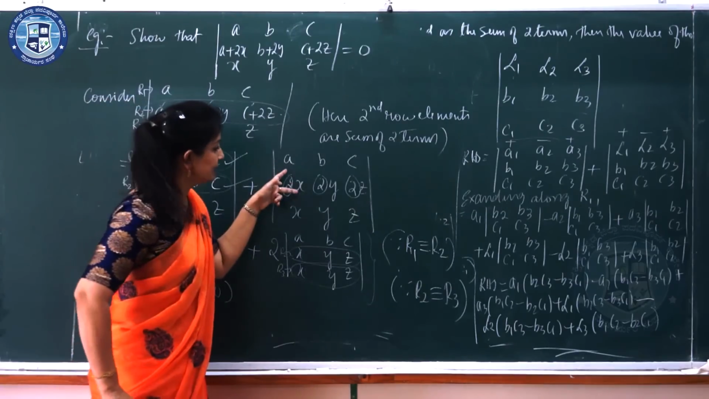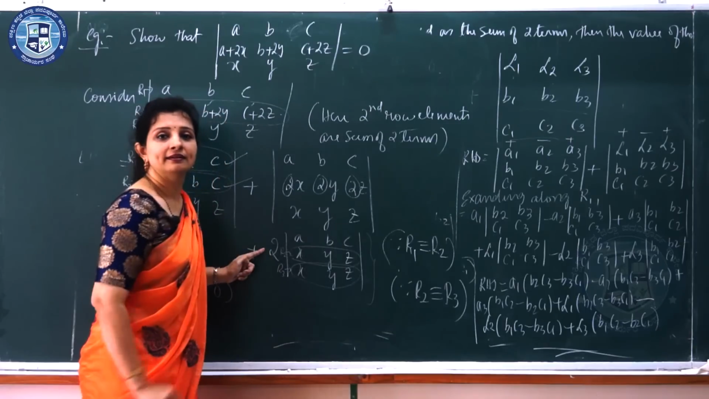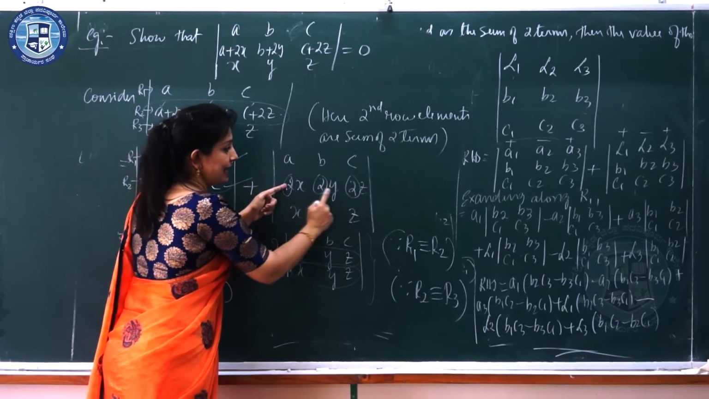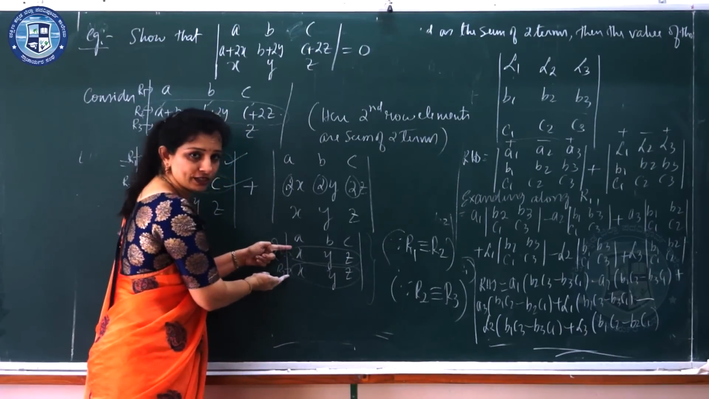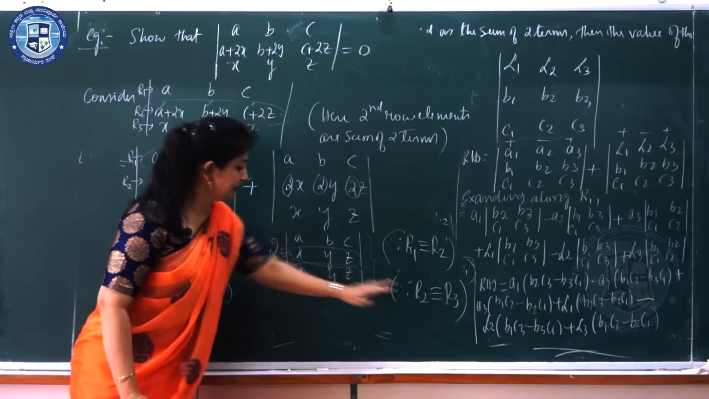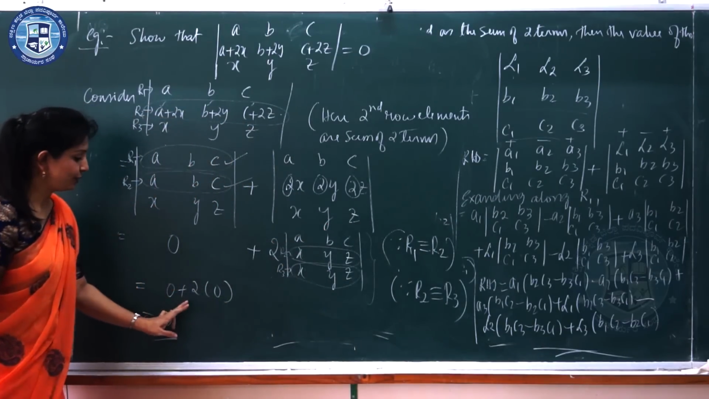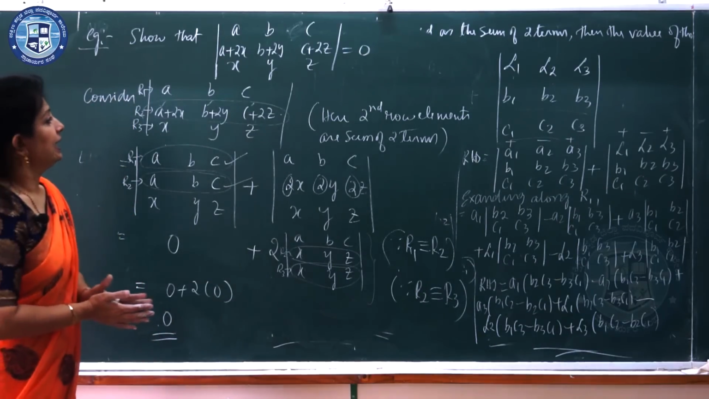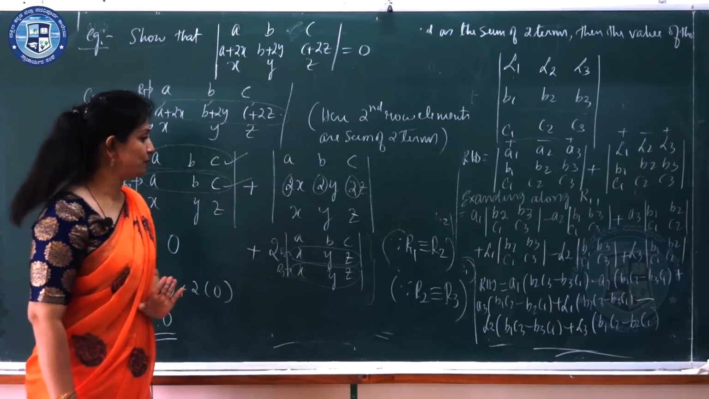Plus, here 2 is common in the second row. We take out that 2 from the second row. Remaining elements are A, B, C, X, Y, Z, because 2 is taken out. Observe the second and third rows, R2 and R3, they are identical. So this determinant also turns out to be 0. So 0 plus 2 times 0 is 0. That is how we proved that the given determinant is 0 using only the properties.